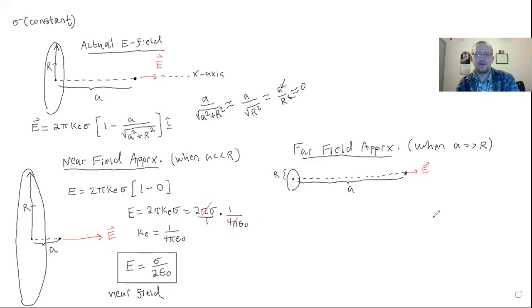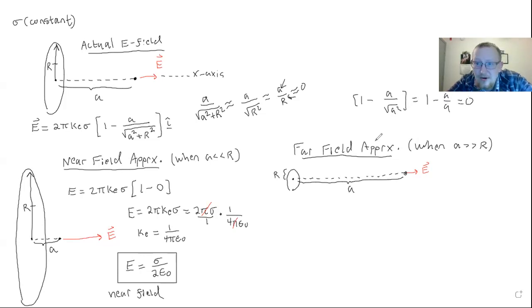All right, now on to the far more challenging one. This one's got a lot of twists and turns in it. So for the far field approximation, this is when a is much, much larger than R. And you might be tempted to use the same logic as we did last time. And you could do that. I just want to point that out. If a is much, much larger than R, then what you'd end up for this 1 minus term is you'd end up with a over approximately the square root of a squared. That ends up being 1 minus a over a, which is of course just 0.